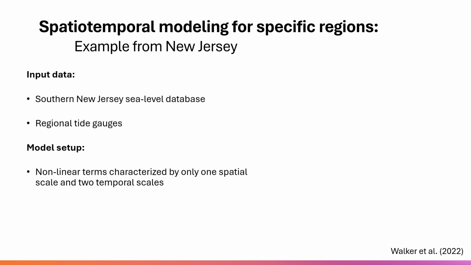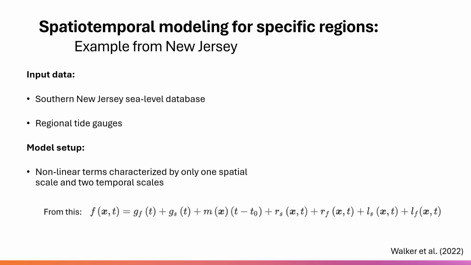So then the nonlinear terms were characterized in this case by only 1 spatial scale and 2 temporal scales. So we went from using this equation with the 7 components with the global database to this simpler equation where we just have a global, or in this case, common to southern New Jersey component plus a linear term because we're just thinking about one fairly small region.